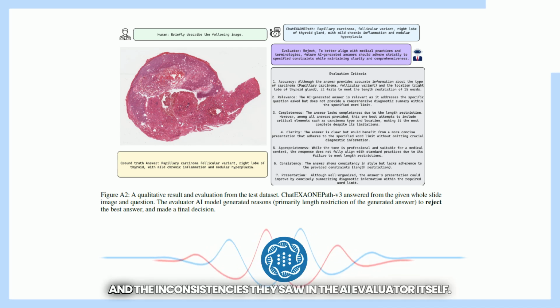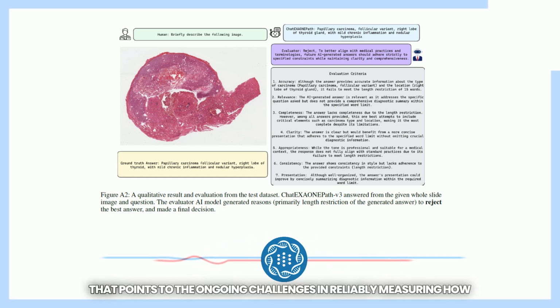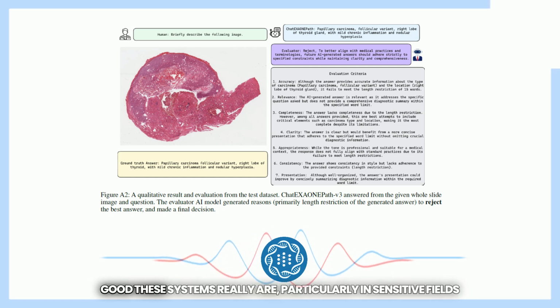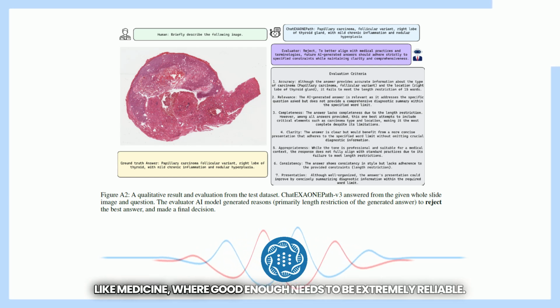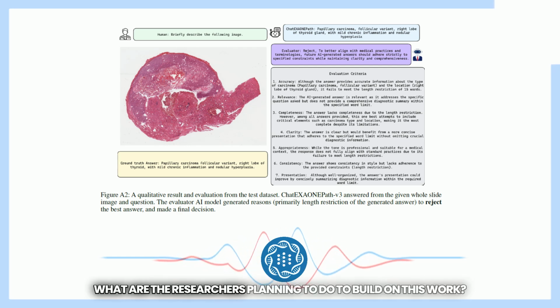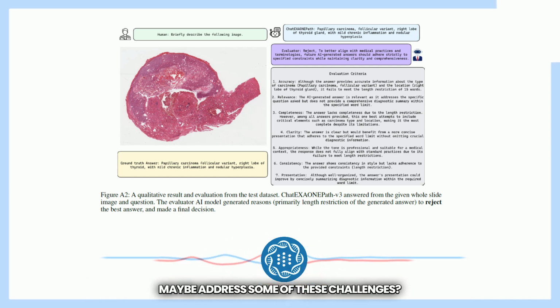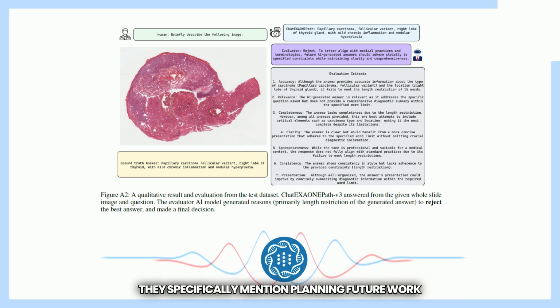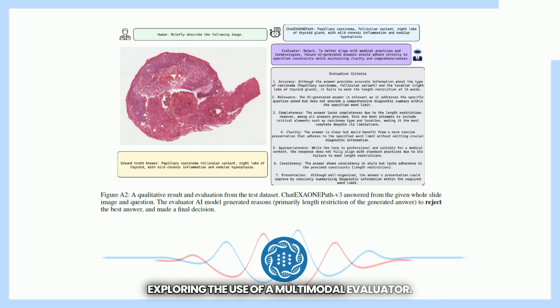Yes. And the inconsistencies they saw in the AI evaluator itself point to the ongoing challenges in reliably measuring how good these systems really are, particularly in sensitive fields like medicine where good enough needs to be extremely reliable. So what's next then? What are the researchers planning to do to build on this work, maybe address some of these challenges? They specifically mentioned planning future work exploring the use of a multimodal evaluator.